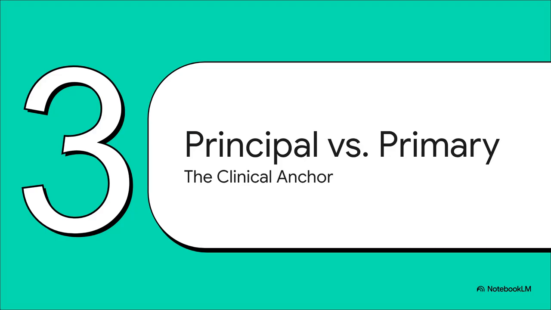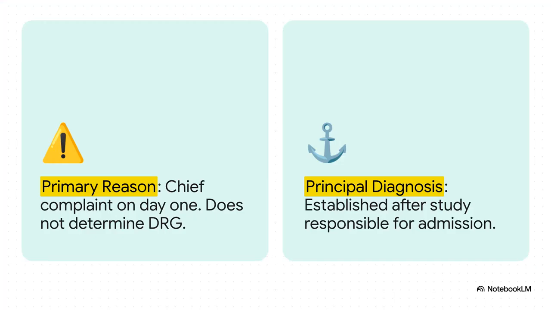All right, Section 3, Principal versus Primary Diagnosis, the clinical anchor. Now, this is a crucial point, and it's where a lot of folks get tripped up. We have to understand the difference between these two easily confused terms. The primary reason for admission is simply the chief complaint that caused the patient to walk through the doors on day 1, like, say, severe chest pain. It's great for tracking, sure, but it does not determine the MSDRG.